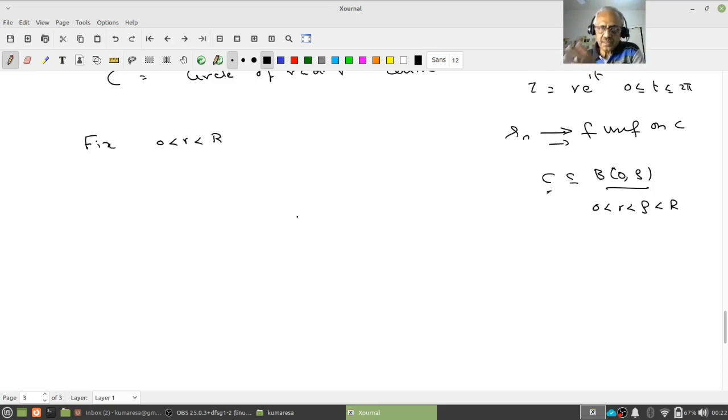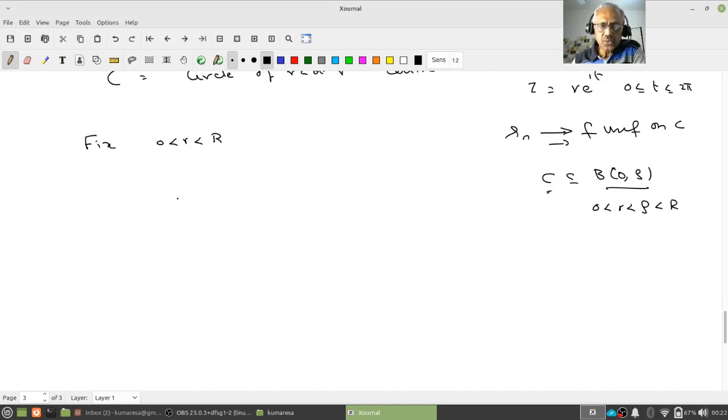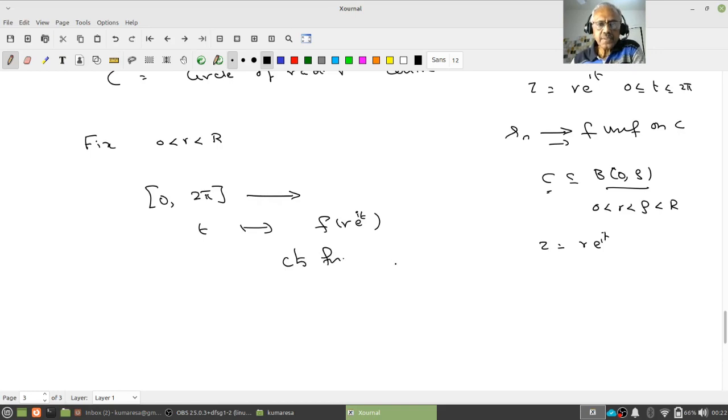Is that all right? Okay, now let's go back to the next one. So now I want to think of this as a function. What is the natural way to think of this? Take a t. Since r is fixed, I can think of f of r e power i t, where z is r e power i t, this is on the circle. Therefore, this is a continuous function on the interval, a complex valued function.